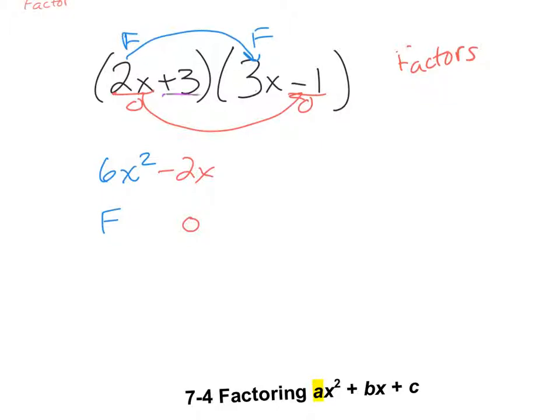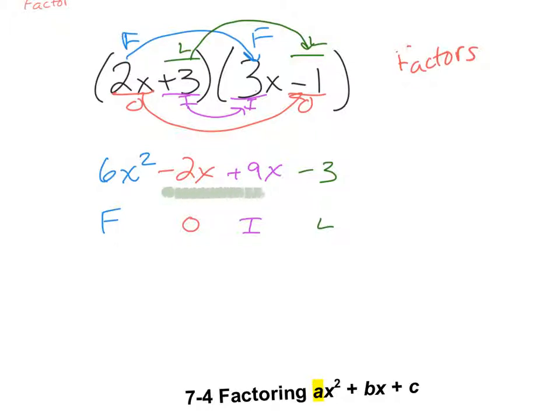Then you would go to the inner terms, which would be the 3 and the 3x, and when you multiply those, you get positive 9x as your inner term. Lastly, you multiply the last term of the first parentheses times the last term of the second parentheses, and that gives you 3 times negative 1, negative 3. From there, you can combine the middle terms, and you are given 6x squared, the outer and inner combine to give positive 7x, and the last term is negative 3.